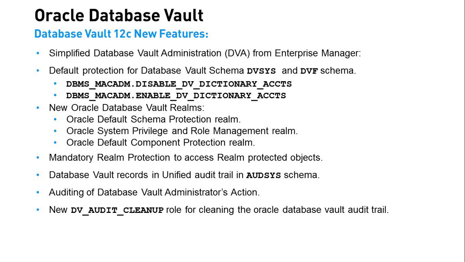As we know, the Database Vault metadata, for example the packages, policies, and factors, resides in the DVSYS and DVF schemas. These schemas are critical to the integrity of the Oracle database. So starting from this release, direct logins to these accounts are blocked by default, and you can disable or re-enable this default protection by using the DBMS_MACADMIN package to enable and disable the operations on these schemas.